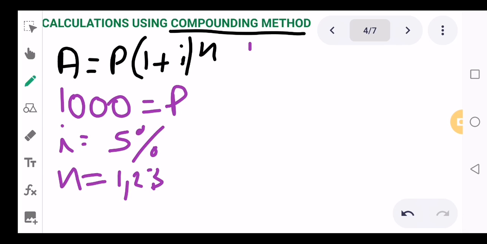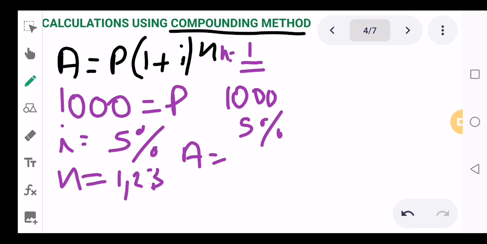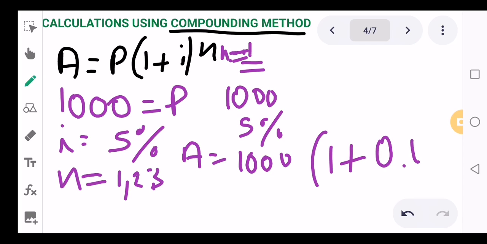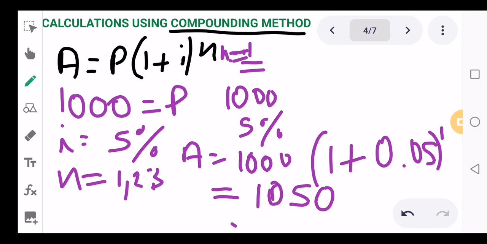Now let's take year 1. What's the principal amount? The principal amount is 1,000 rupees, and the interest rate is 5%. Now let's put this in the formula and find the amount. Here we are assuming N is equal to 1. A is equal to 1,000 into 1 plus I, I is 0.05, to the power 1. When you solve this, you'll get 1050. So 1050 is the amount that you'll get at the end of the period. This is how we calculate this.